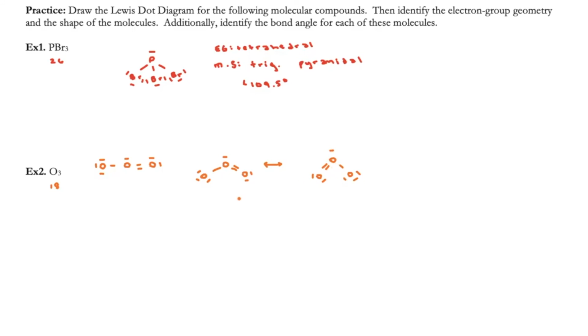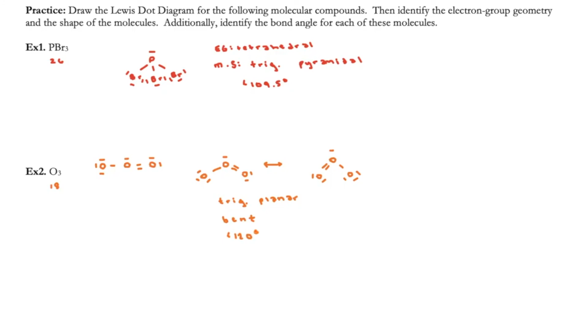Okay, so now for the electron group geometry, I've got 1, 2, 3 total electron domains, which means that my electron group geometry is going to be trigonal planar. However, since I have a lone pair of electrons here, a non-bonding domain, this is going to cause the molecular shape to be bent. But since the electron group geometry was trigonal planar, my bond angle will be close to 120, but because of this lone pair of electrons, it's going to be a little bit less than 120 degrees.